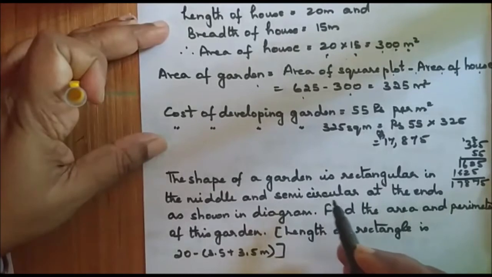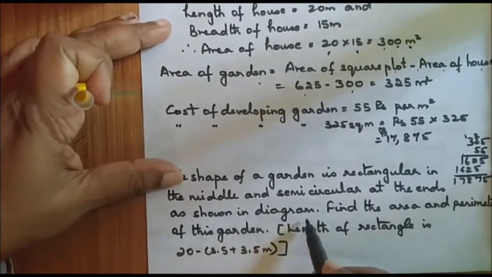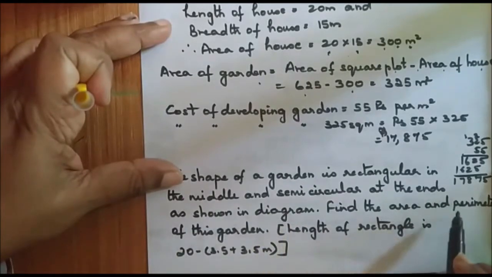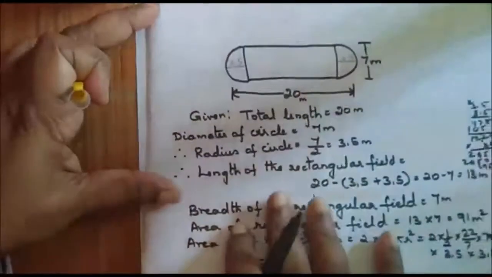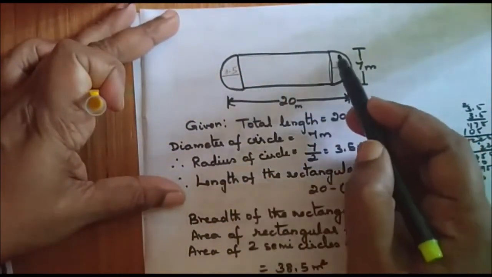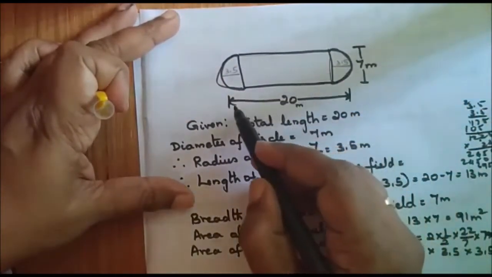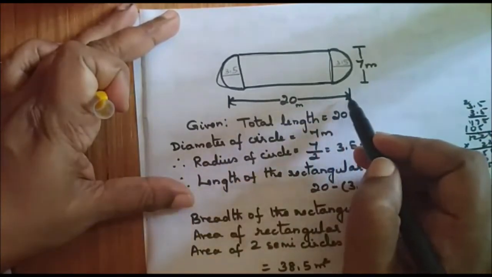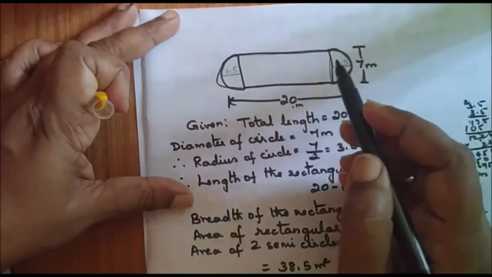The shape of a garden is rectangular in the middle and semicircular at the ends, as shown in the diagram. We'll see the diagram now. Find the area and perimeter of this garden. The length of the rectangle is 20 minus 3.5 plus 3.5 meters. Now this is the diagram of the rectangular field. This is the rectangular area. It is covered by two semicircles. Now you should understand one thing. It is given that the entire length along with the semicircles is 20 meters, whereas the diameter of the semicircle is 7 meters.